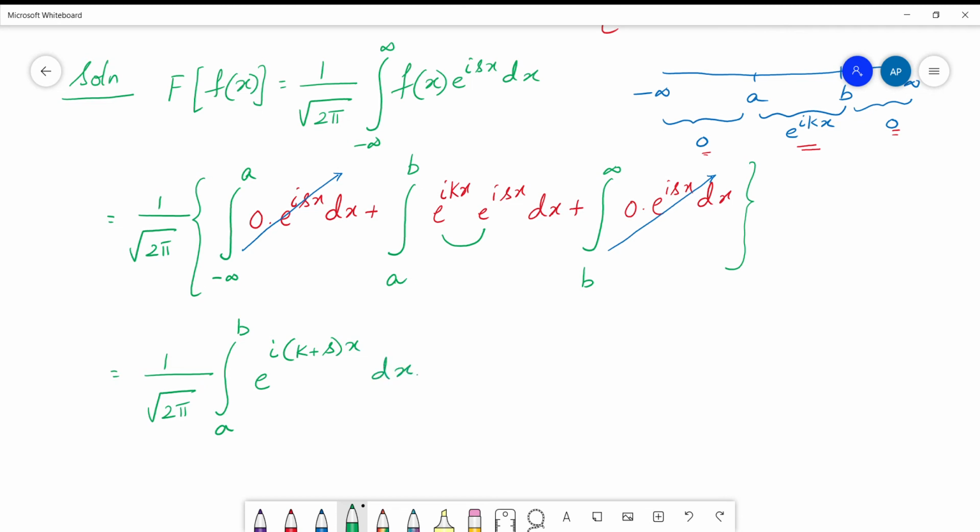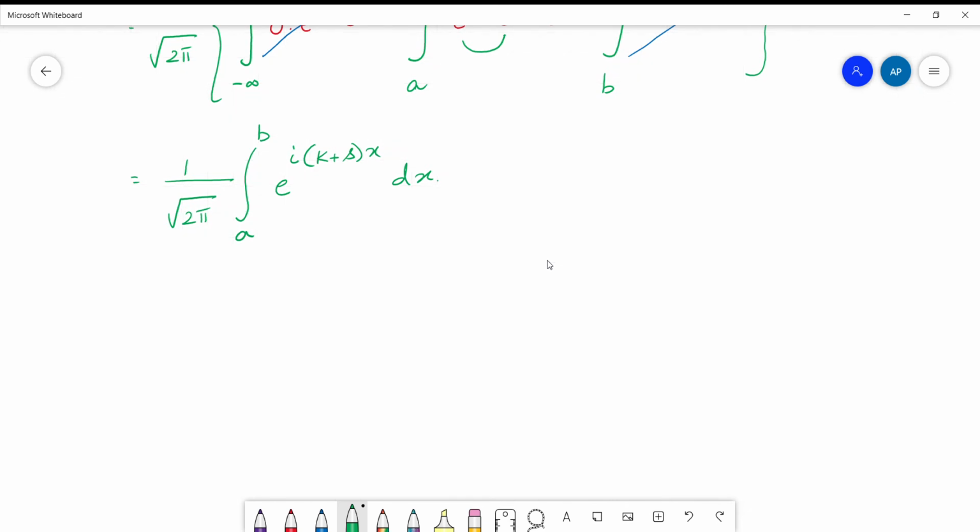So it is of the form integral e power ax. For those who are not familiar with basic integration formulae, let me write it here. What is integral e power ax dx? It's e power ax divided by a. Here, what is that capital A? The capital A is i into (k plus s).